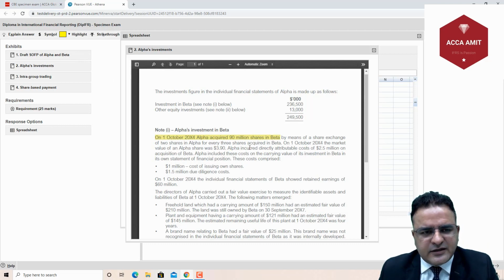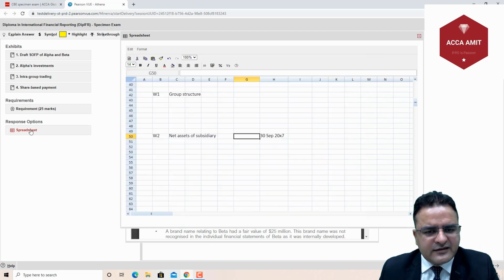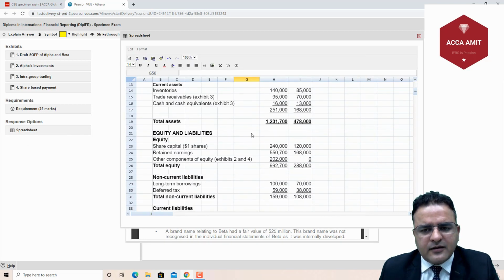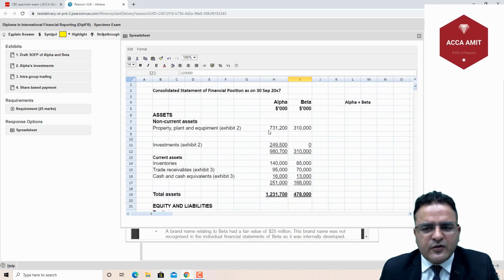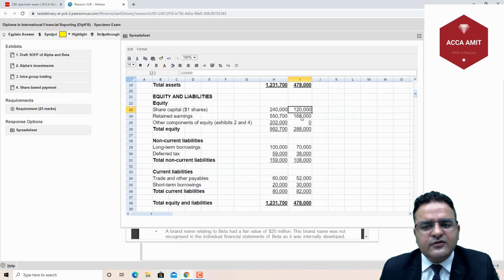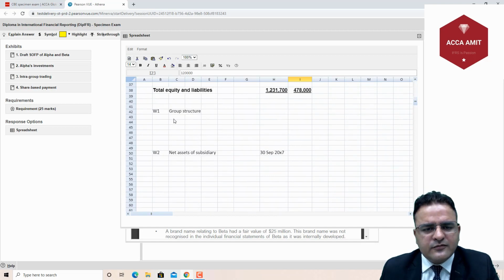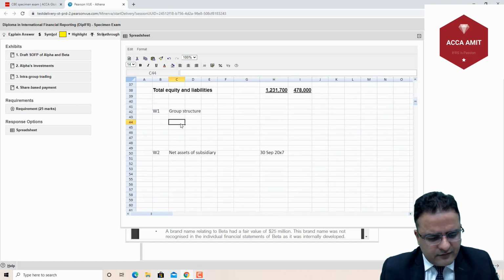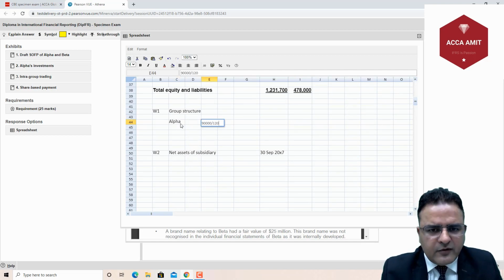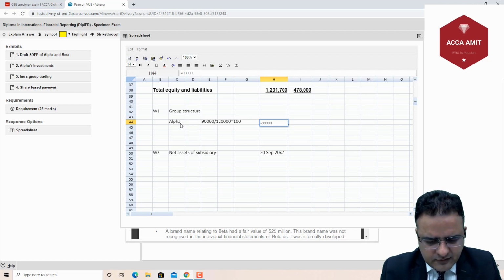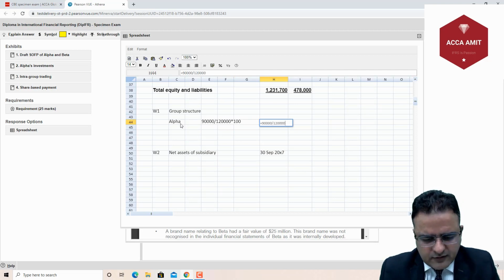And 90 million shares in Beta. When I say 90 million shares in Beta, we can check how many shares there are in Beta's financial statements. There are 120,000 shares. So 90 million here will be 90,000, since we are rounding to 1,000. So 90,000 shares out of 120,000 shares belong to Alpha. So Alpha has acquired 90,000 divided by 120,000 into 100.